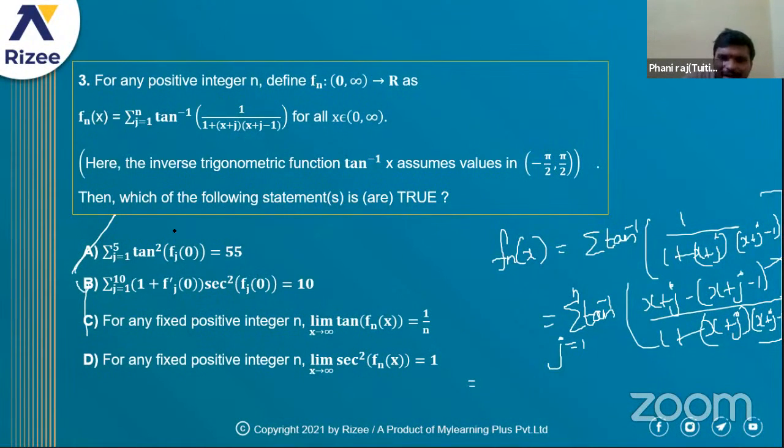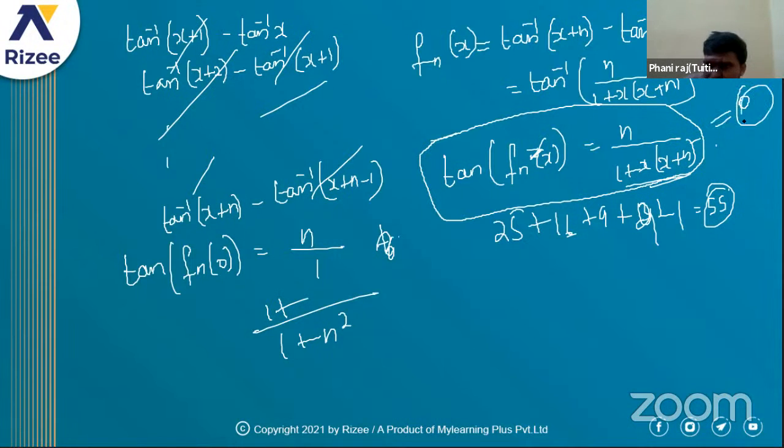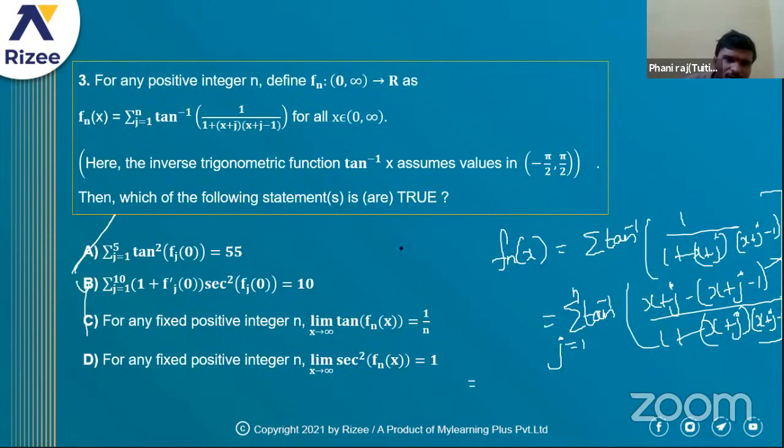Okay. And for any fixed positive integer n, limit x tends to infinity tan fn of x. This is tan fn of x, no? This is not 1 by n. As x tends to infinity, this denominator also tends to infinity. So this thing will be n by infinity. This will go to 0. So the option is not 1 by n. This is also wrong.